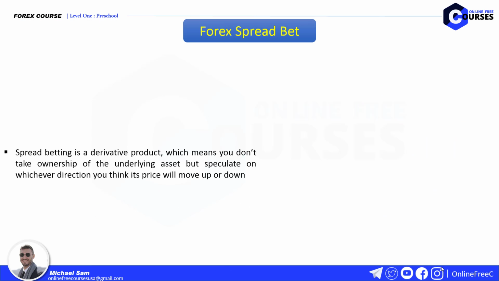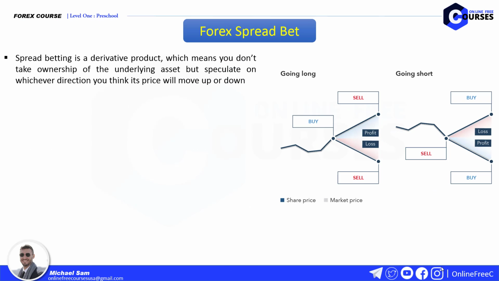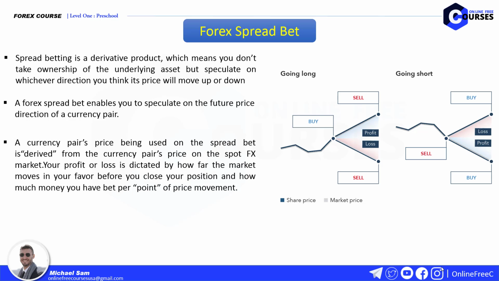Forex spread bet. Spread betting is a derivative product, which means you don't take ownership of the underlying asset but speculate on whichever direction you think its price will move, up or down. A forex spread bet enables you to speculate on the future price direction of a currency pair. A currency pair's price being used on the spread bet is derived from the currency pair's price on the spot FX market. Your profit or loss is dictated by how far the market moves in your favor before you close your position and how much money you have bet per point of price movement.